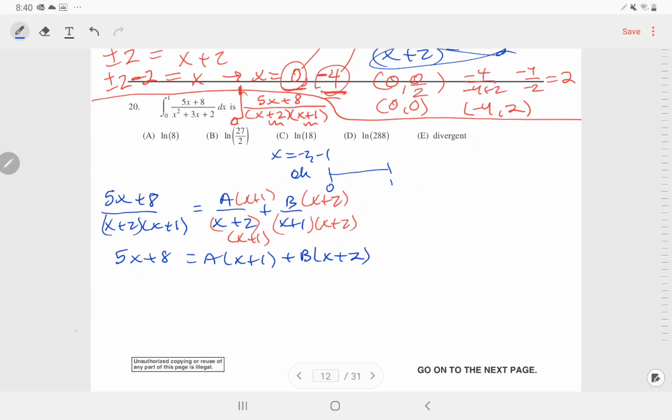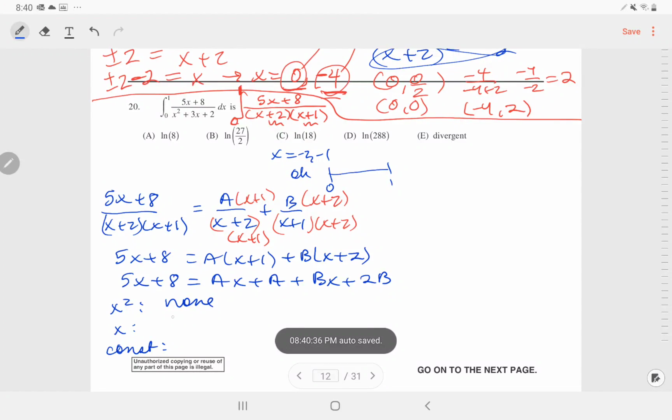I do like to do the substitution of x equals negative 1 and x equals negative 2, but I think most of you do the multiply out way. So I'm going to show you the multiply out way, even though I don't really like this way. It's good for other things. X squared, x, and constants. X squared, there's none. X's, I get 5 equals A plus B. And for the constant, I get 8 equals A plus 2B.